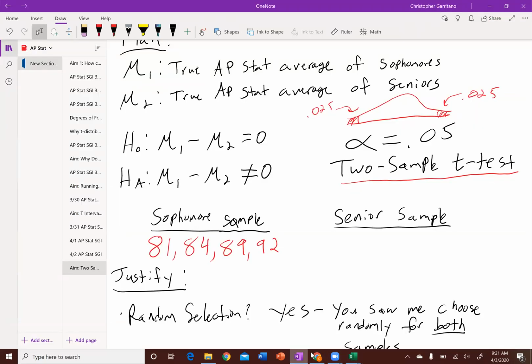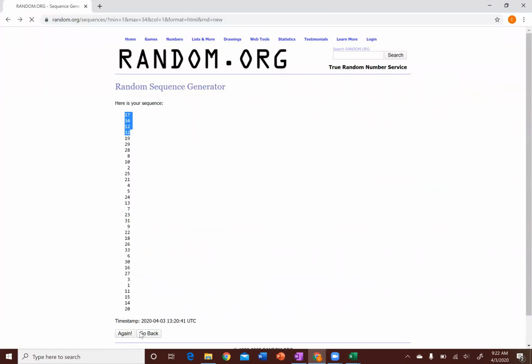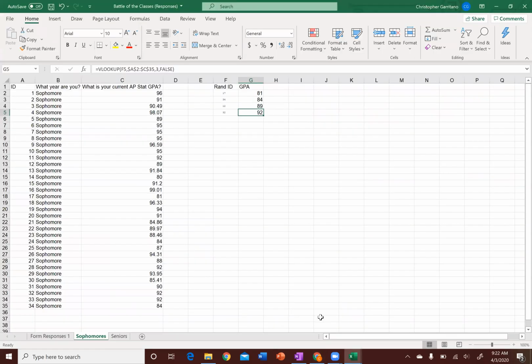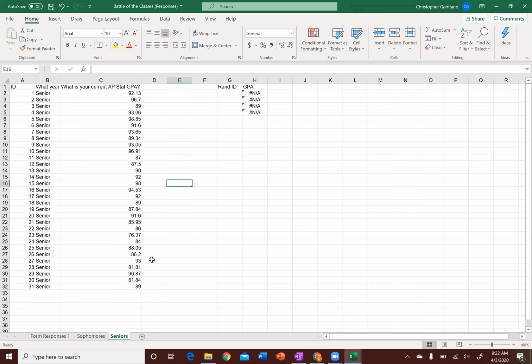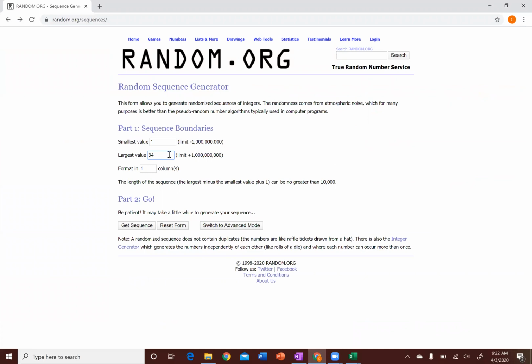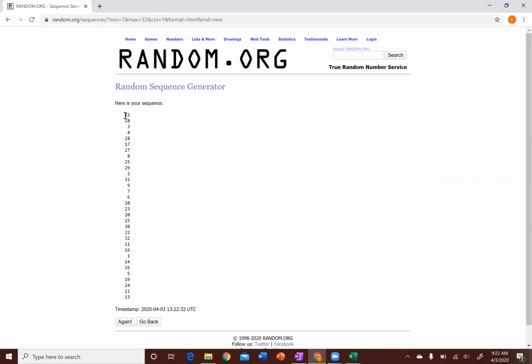All right, let's do the same thing for the seniors. So I'm going to choose an independent set of random numbers. For the seniors, the population size is only 32. I'm still going to choose 4. I know that is greater than 10% of the population, but it's just barely greater, so we're still at least close to that 10% condition. So 32 for the seniors, random.org. My largest value is going to be 32. And let me get my sequence. All right, so these are the 4 random seniors.